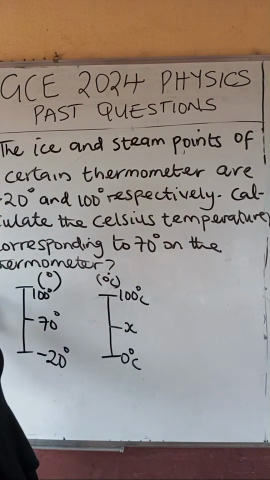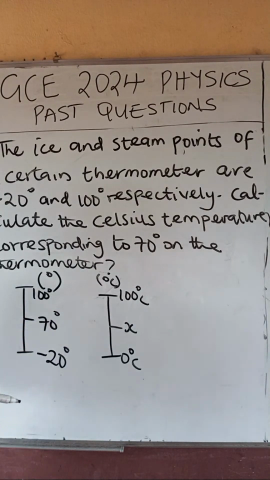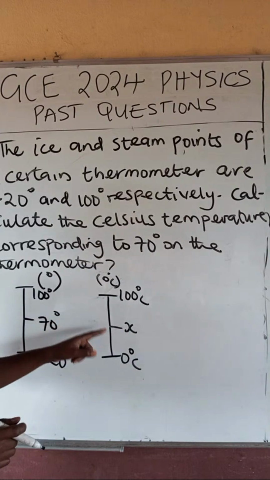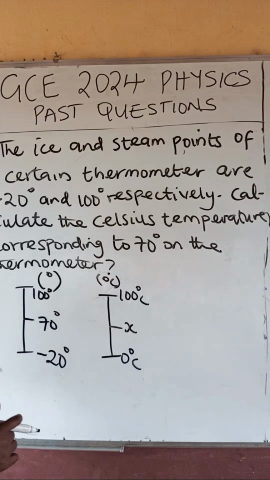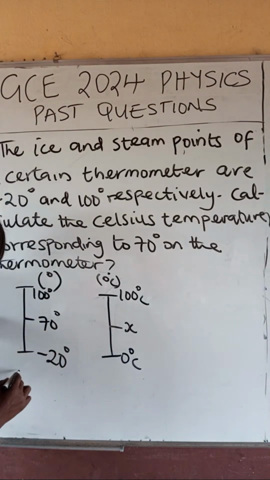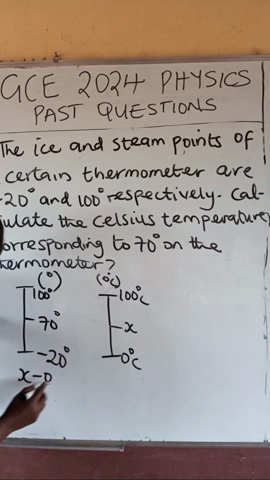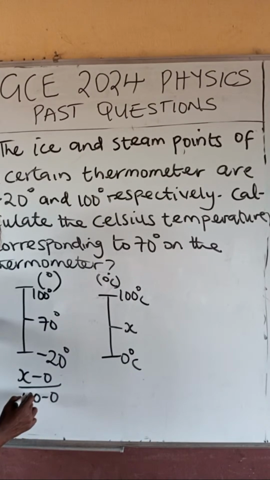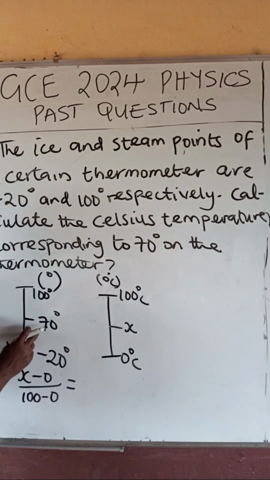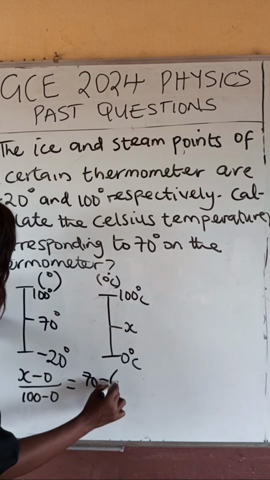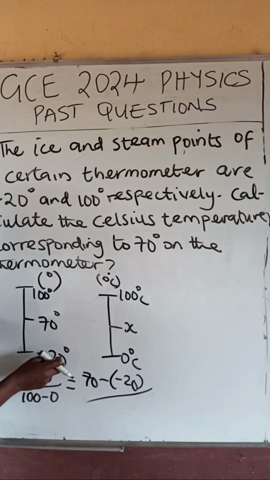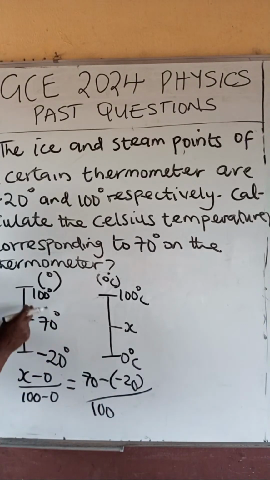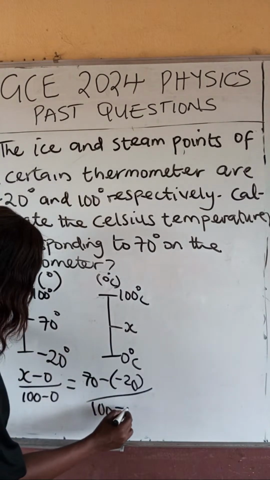Now, the formula we're going to use: this difference is what we say to be the fundamental interval. This fundamental interval minus the lower fixed point, then divided by the upper fixed point minus the lower fixed point. Okay? Now, I have X minus 0 divided by 100 minus 0 is equal to 70 minus bracket minus 20 over 100 minus bracket minus 20.